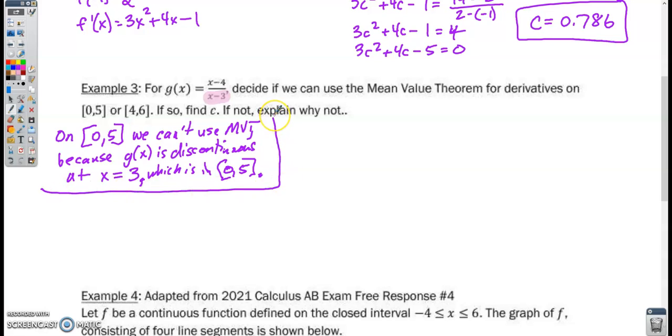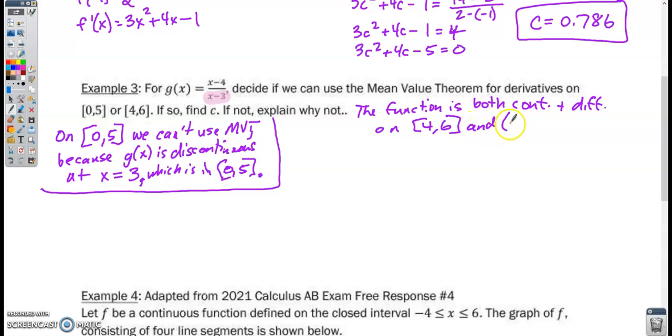Okay. But for 4, 6, we have no such problem. The function is both continuous and differentiable on the interval from 4 to 6, and the open interval from 4 to 6, respectively. Differentiable on the open interval, continuous on the closed interval. Okay, so that means the mean value theorem does apply.